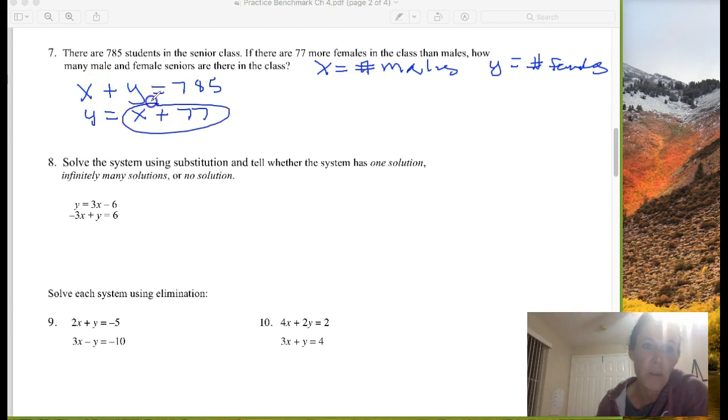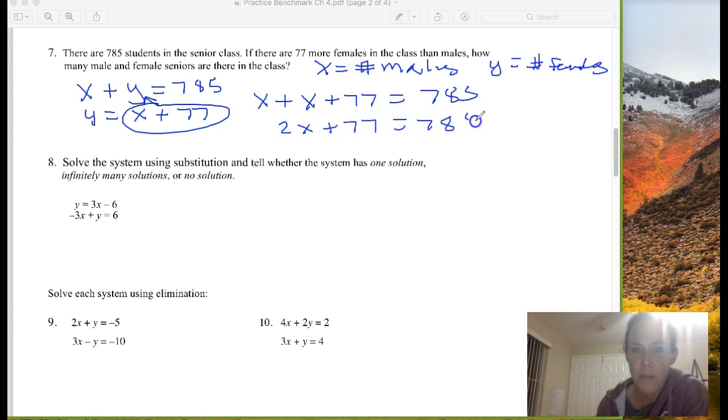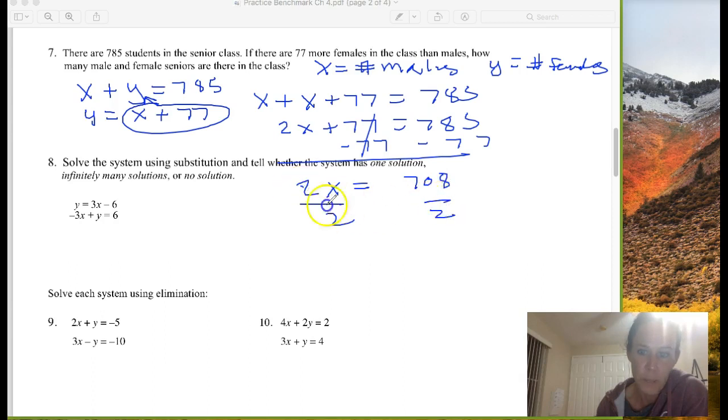Go ahead and plug this in for y in the first equation, and you're going to get x plus, and then plug this in, x plus 77 equals 785. Add these together, 2x plus 77 equals 785. Peel off the 77 first. You're going to get 2x equals, let's see, do the subtraction here, you're going to get 708. Then divide both sides by 2. And you're going to get x equals 354.